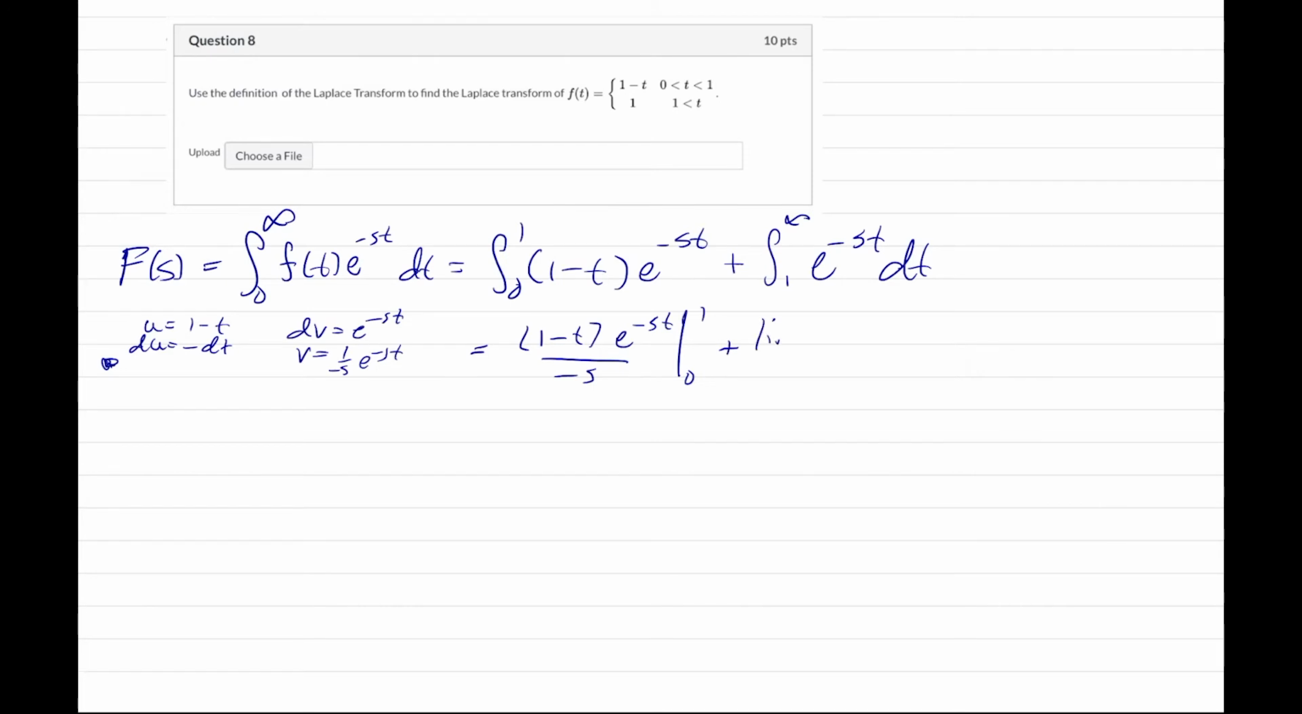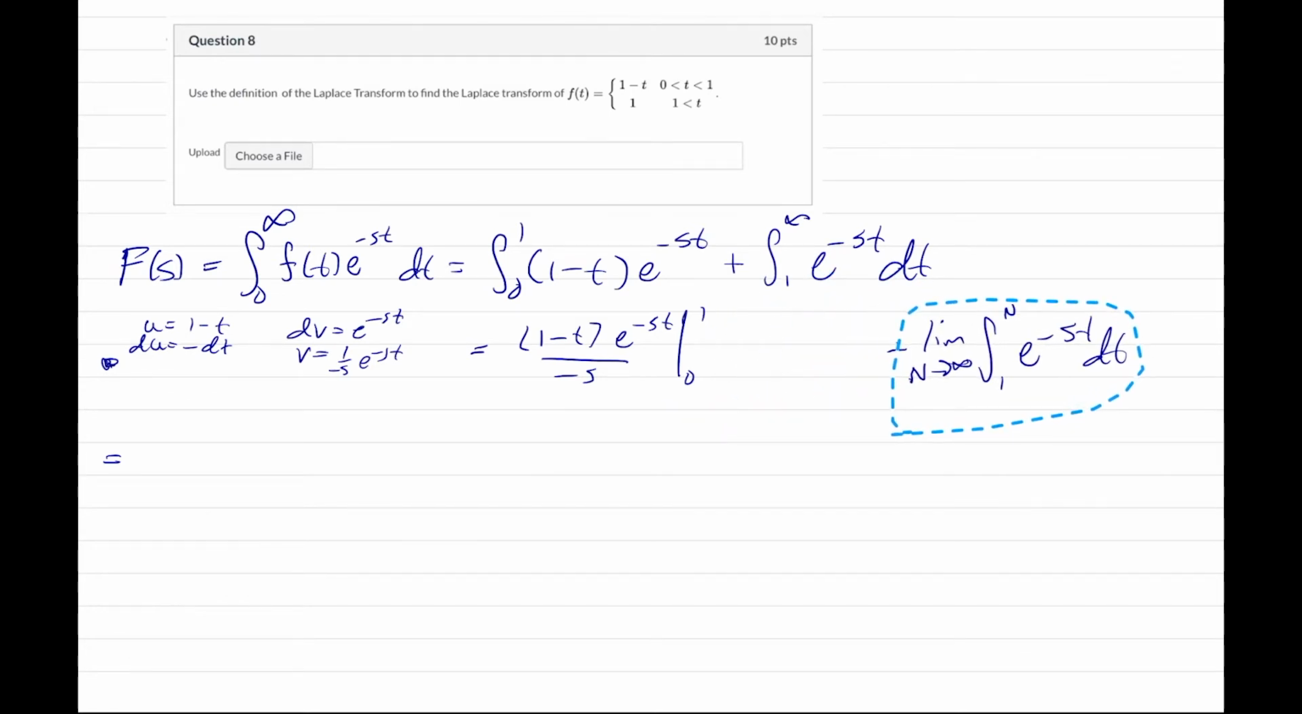And this guy I'm going to write as the limit as n goes to infinity of the integral from 1 to n of e to the minus st dt, right? Okay, now let's see. Oh jeez, this is what happens when you're trying to rush. I forgot that whole chunk of the integral. And so here again it was the integral of v du, right?